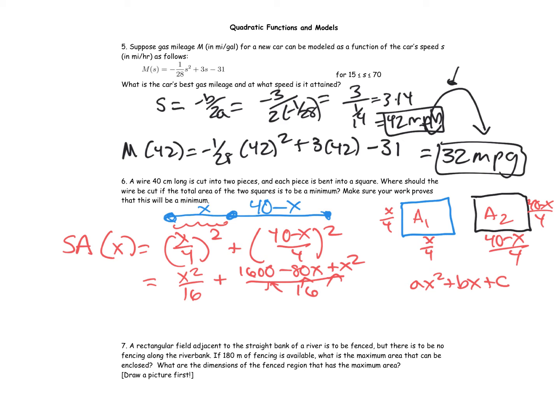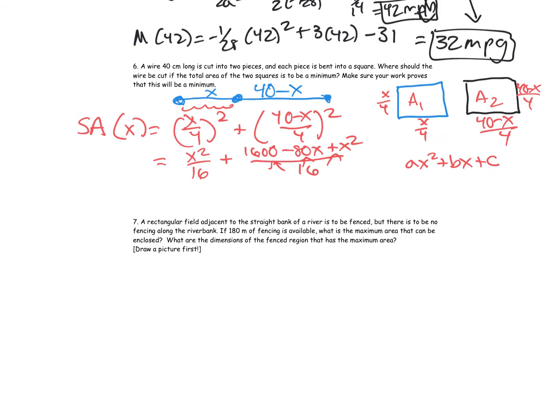But I want to get to something like 7. 7 is a very typical problem where you're given a piece of information that constrains the problem, and you're going to use that constraint to then write what you're trying to find in terms of one variable. So let's see what I mean here.